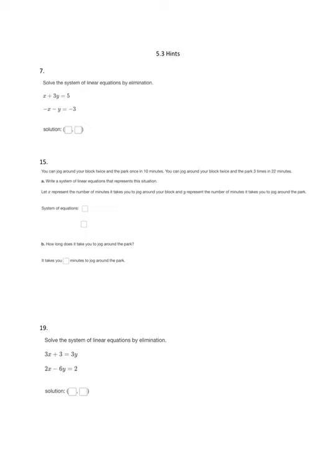I'm going to rewrite my system so that I have room to work. x plus 3y equals 5, and then I have negative x minus y equals negative 3. I can go ahead and just add these. x plus negative x, or x minus x, is 0. 3y minus y is 2y, and 5 minus 3 is 2. I'll divide by 2 to solve for y equals 1, so that goes here.